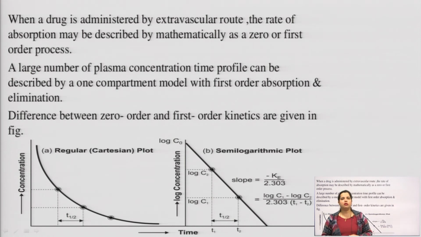When a drug is administered by extravascular route, the rate of absorption may be described by a mathematical zero or first order process, as I have told you earlier. A large number of plasma concentration time profiles can be described by a one compartment model with first order absorption and elimination. So, a large number of drugs follow first order kinetics, like most tablets and capsules. So, they show concentration dependent absorption profiles.